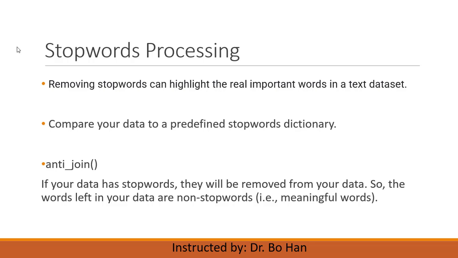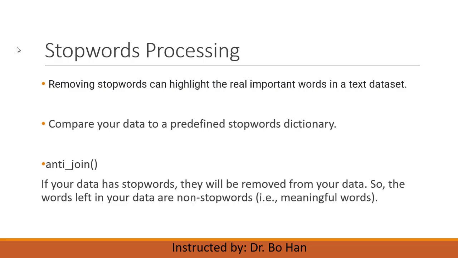We will be using a function called anti-join to remove stopwords from our dataset. The general idea is we will be comparing our dataset to a predefined stopwords dictionary. If the anti-join function finds the stopwords predefined by the dictionary exist in our dataset, it will remove the stopwords from our dataset. So the words that are left in the processed dataset are non-stopwords. In other words, they are all meaningful words.